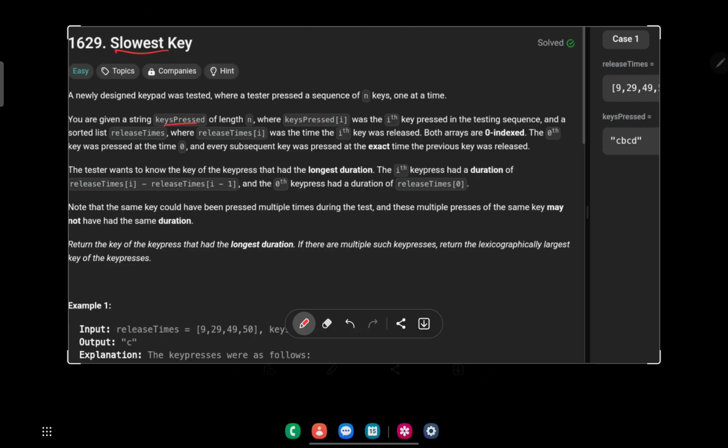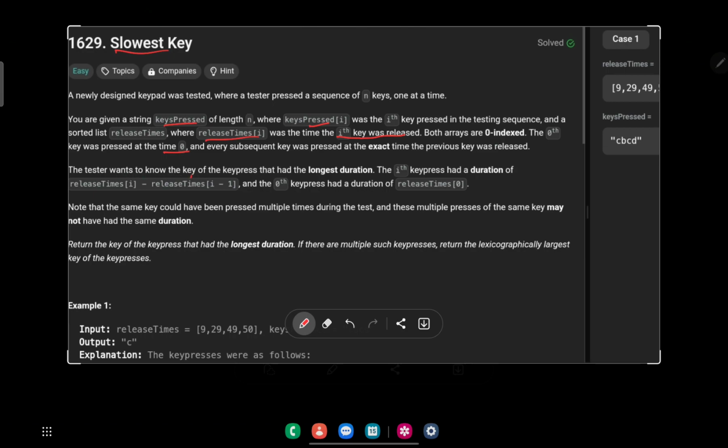You are given a string keysPressed of length n, where keysPressed[i] was the ith key pressed in the testing sequence, and a sorted list releaseTimes, where releaseTimes[i] was the time the ith key was released. Both arrays are 0-indexed. The 0th key was pressed at time 0 and released at releaseTimes[0], and every key was pressed at the exact time the previous key was released.